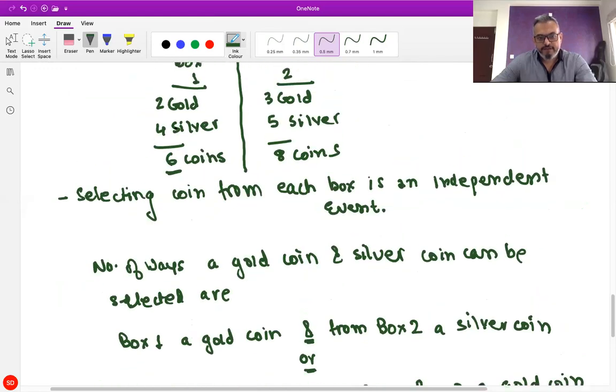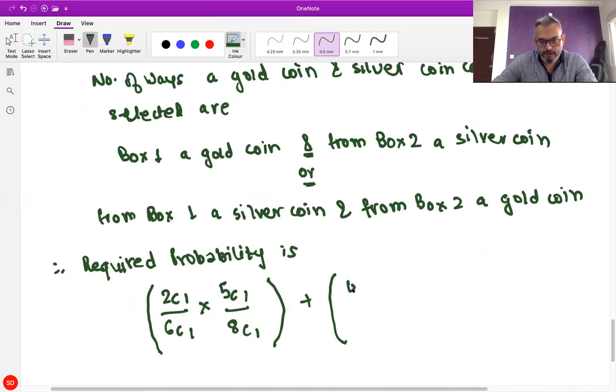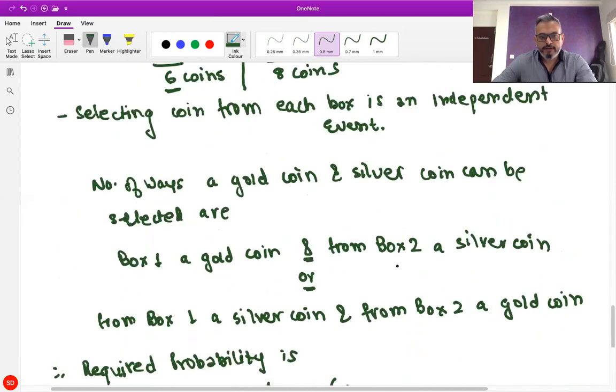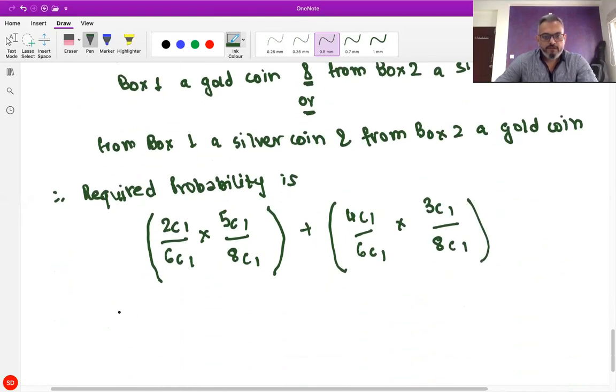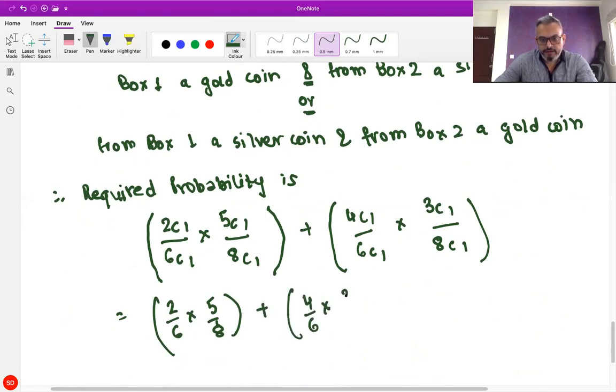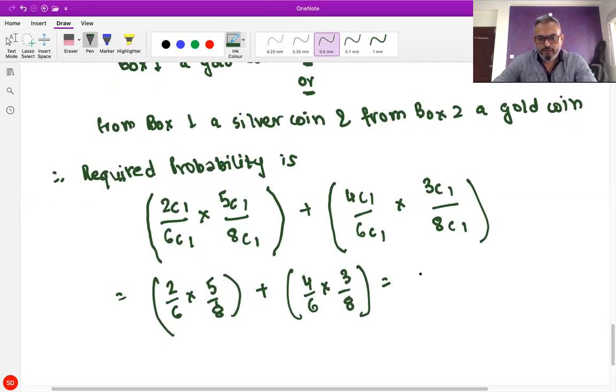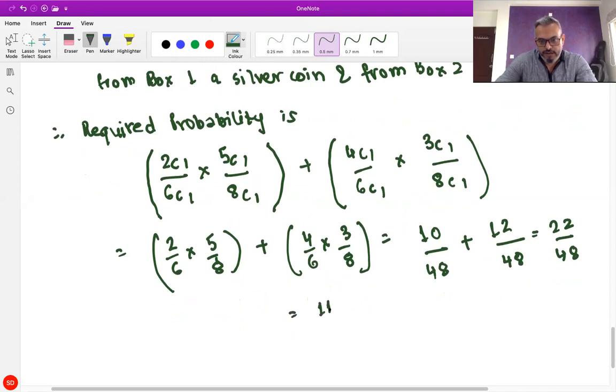अब बॉक्स 1 में से सिल्वर कॉइन, तो 4 में से एक, सो 4C1 अपॉन 6C1 into from box 2 gold coin, so 3C1 upon 8C1, which is equal to 2 by 6 into 5 by 8 plus 4 by 6 into 3 by 8, which is equal to 5 2s are 10, 6 8s are 48, plus 4 3s are 12, 6 8s are 48, which is equal to 22 by 48, which is equal to 11 by 24. Answer.